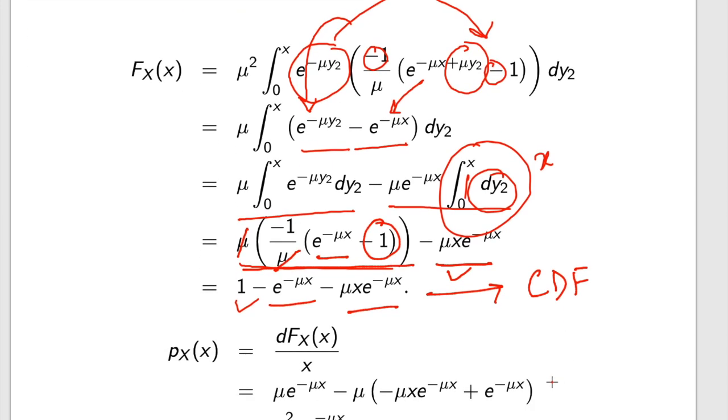Now what about the PDF? So we know that the PDF is just the differential of the CDF. So then what we do is, what is the differential of this guy? This is a 0. What is the differential of this guy? This is mu e to the minus mu x because of this mu.